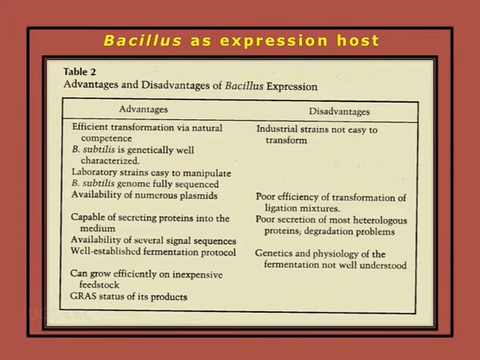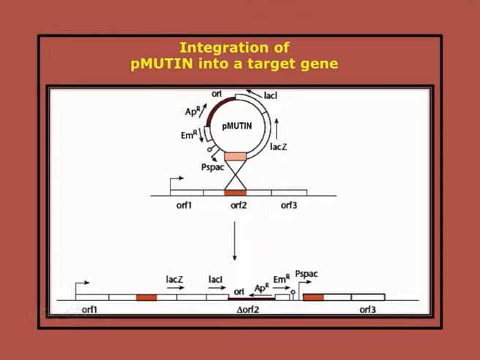We should also focus on the disadvantages: industrial strains are not easy to transform, there is poor efficiency of transformation of the ligation mixture, and there is poor secretion of most heterologous proteins, and some of them undergo degradation. The genetics and physiology of the fermentation are not as well understood as in the case of E. coli. Now, one of the vectors most popularly used in Bacillus is pMUTIN.